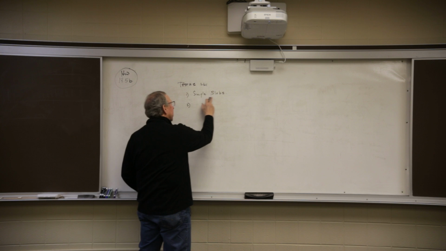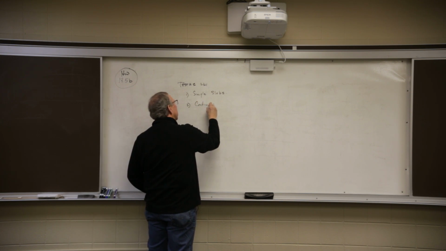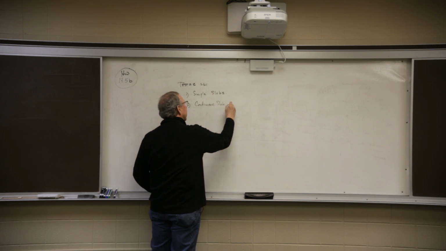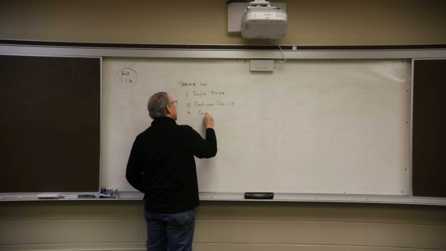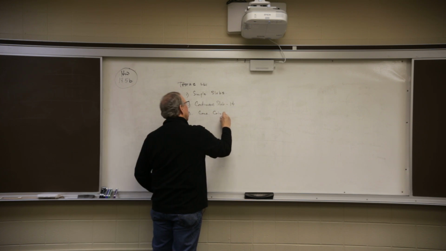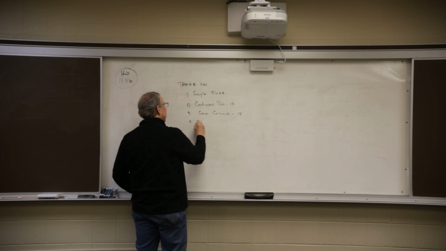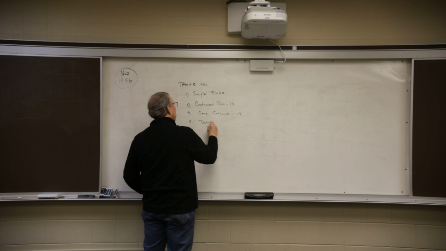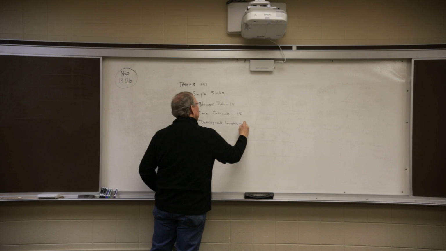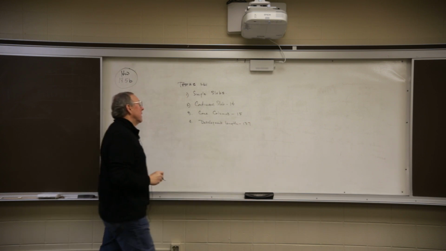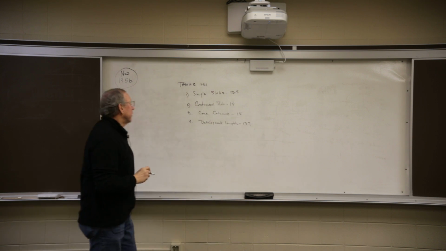Okay, so we got simple slabs, we've got continuous slabs. That's chapter 14. And then we've got concrete columns. And that's chapter 15. And then we've got development length. And that is chapter 13.7, I believe. And we are in chapter 13.5 today. So it's simple slabs.